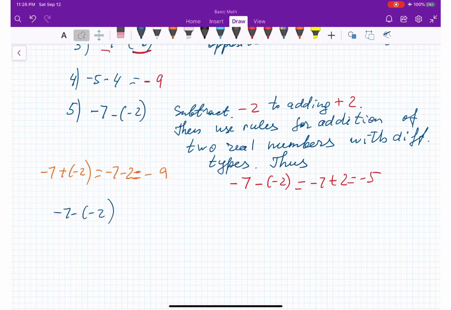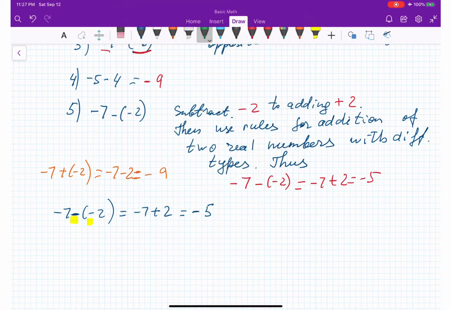-7 minus -2. Every time you have a negative here and a negative inside the parentheses, when you open the parentheses, with a negative sign in front, you are going to flip the sign to the opposite. So this negative becomes positive, which means signs are different, which means we have to subtract. 7 minus 2 is 5. And 7 is the greater number than 2, so the negative sign comes here. Let me do another example, to make sure you understand.